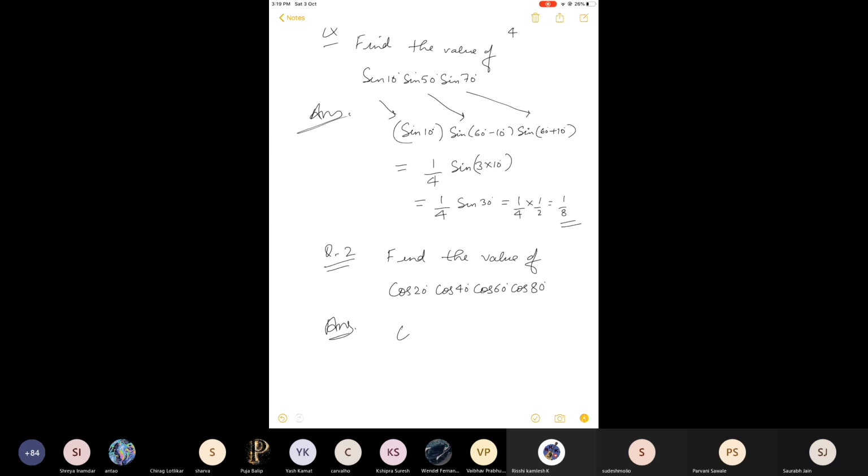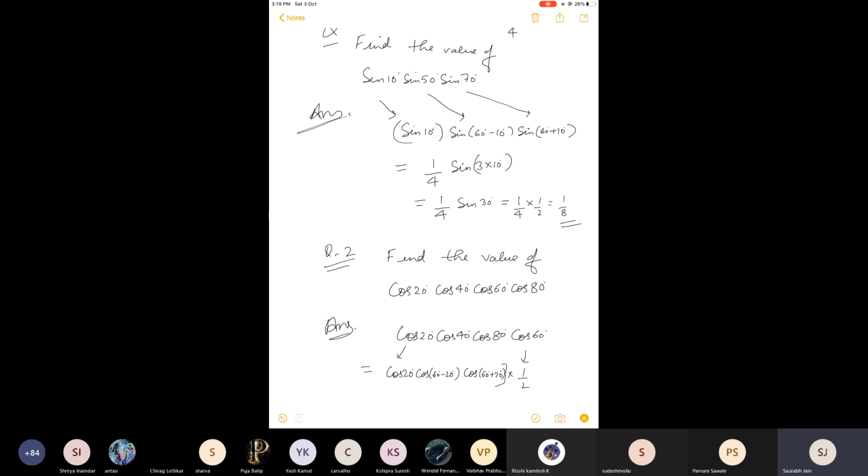See, what we will do, we will keep 20, 40, 80 together. Everything is in product only, so we can rearrange. And cos 60 we can write at the last. Why? Because we know its value. Its value is 1 by 2. So we just need to find the value of the product of these three: cos 20, cos 40, cos 80. And how are we going to do it? Using this formula. This is cos 20 degrees. Next one is 60 minus 20. And last one is 60 plus 20.